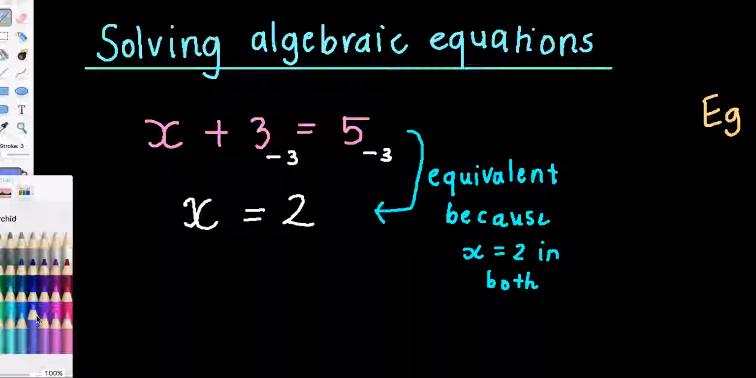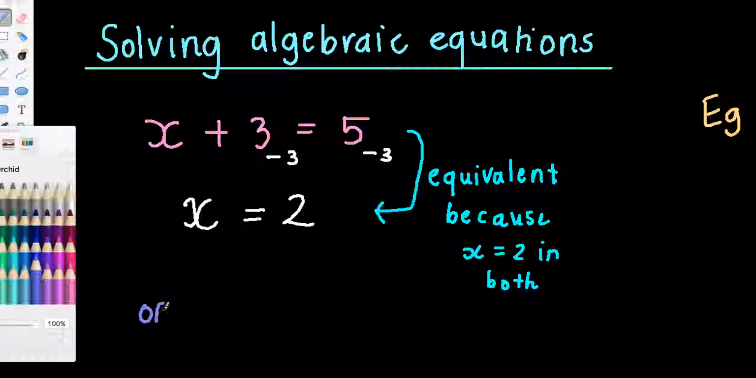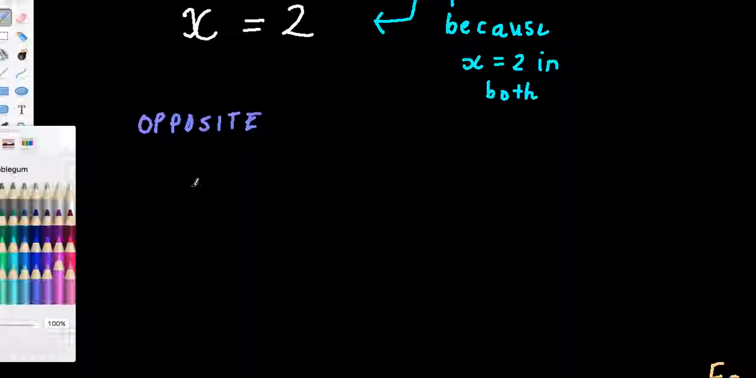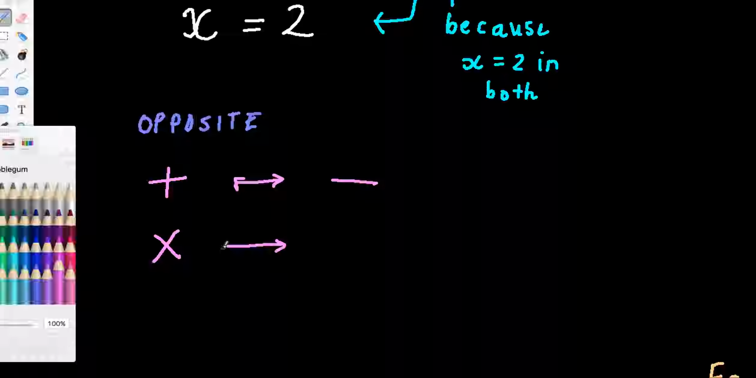So just a reminder, opposite operations is what we're going to be using. And you know these already, but just as a reminder, opposite of addition is subtraction, and then opposite of subtraction, addition. Opposite of multiplication is division, and vice versa. And so I'll be referring to these opposites, or also known as inverse operations. It's another word that we use for the same thing.